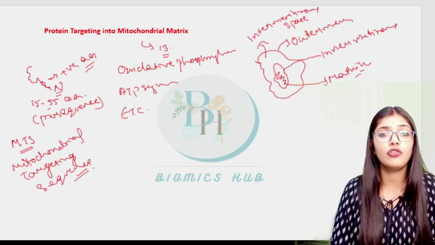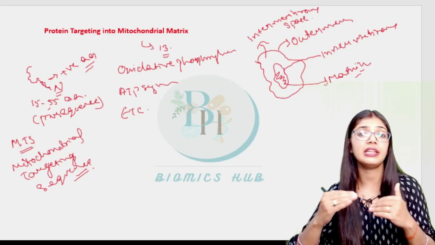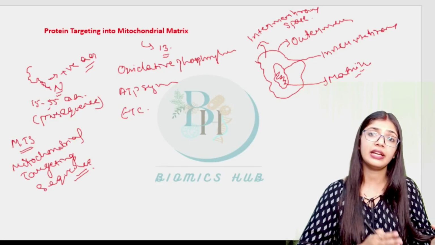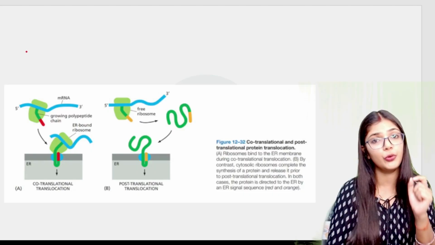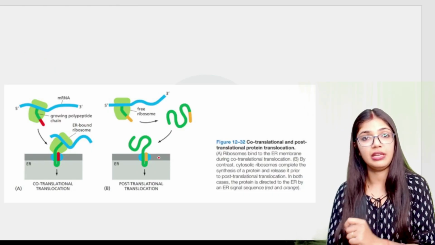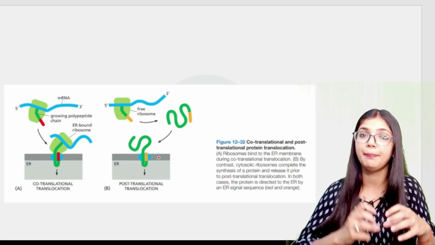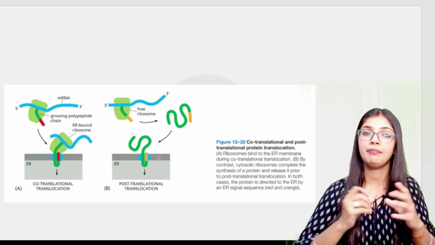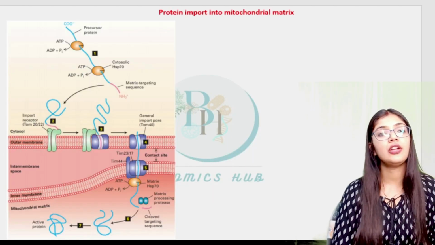So ये जो mitochondrial matrix में जो targeting होगा, what is the type of targeting? Already we have discussed the post-translational targeting as well as co-translational targeting. So ये जो mitochondria में जो protein transfer होगा, it will be transferred post-translationally. Post-translationally का मतलब क्या होता है? It means that after the complete synthesis of the protein, it will be targeted to the organelle, that is the mitochondria. Okay, so let us discuss how it is being transferred.